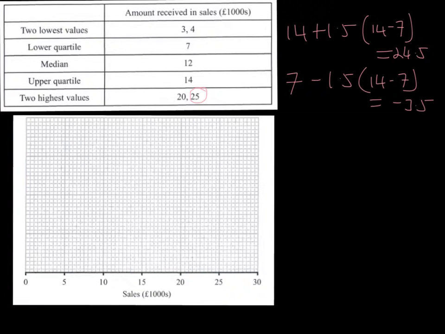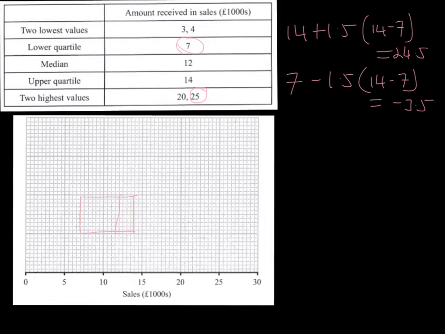In order to draw the box plot, remember that we are going to start with the box. The lower quartile is 7, so somewhere around here is going to be the lower quartile. The upper quartile we said was 14, which is going to be here somewhere. And we also need to mark on the median, which is going to be 12, sort of there, not very accurate, but you get the idea. So that's going to be our box.